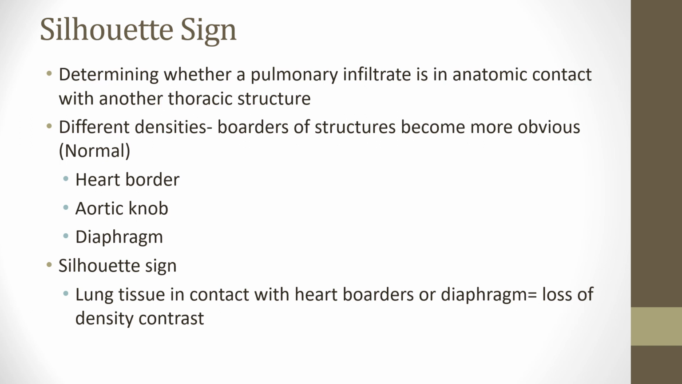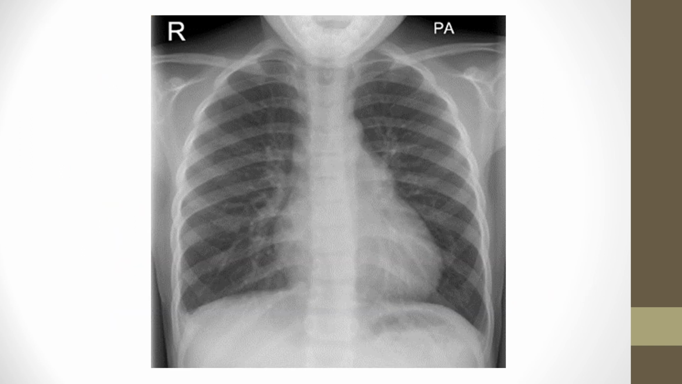Now, if we see the border between the right side of the heart and the condensed lung tissue, then we know it's the right lower lobe, and therefore it is not a silhouette sign because the borders were not blurred. I hope that makes sense to you. But if they're in contact, they're touching each other, they become one. And therefore it's called a silhouette sign.